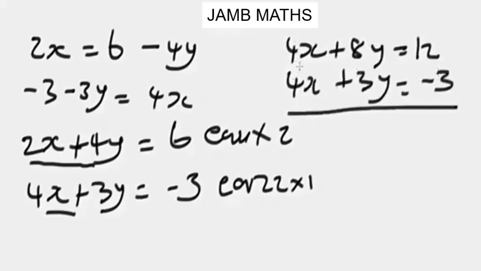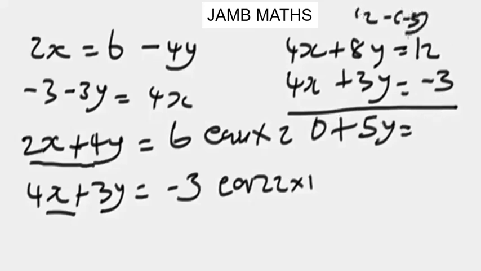Now, if you look carefully, notice that we now have a variable whose term is the same. So 4x minus 4x gives us 0. So x, we're going to have 0 here, plus 8y minus 3y gives us 5y equals 12 minus -3. Minus times minus gives us plus, so it's going to be 12 plus 3, which gives us 15. Very, very important, guys. Take note of the sign convention.